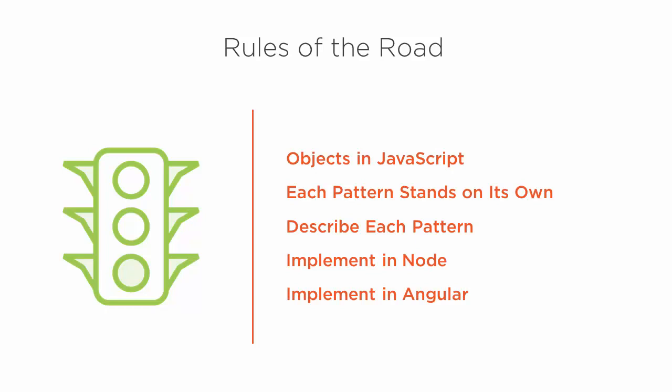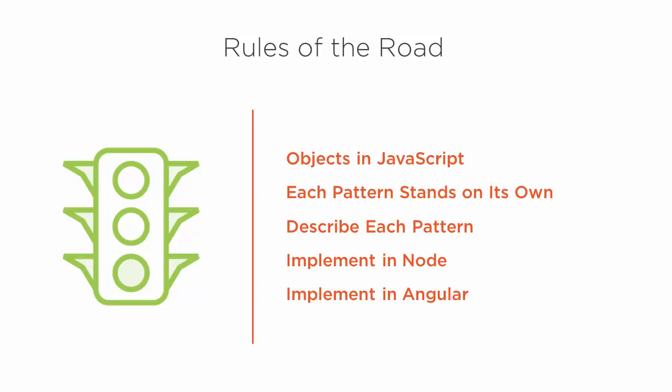The next type of pattern is a structural pattern, where creational patterns deal with creating new objects. The structural patterns deal with the makeup of the actual objects themselves. And we're going to talk about three of these. We're going to talk about the decorator pattern, the facade pattern, and the flyweight pattern.